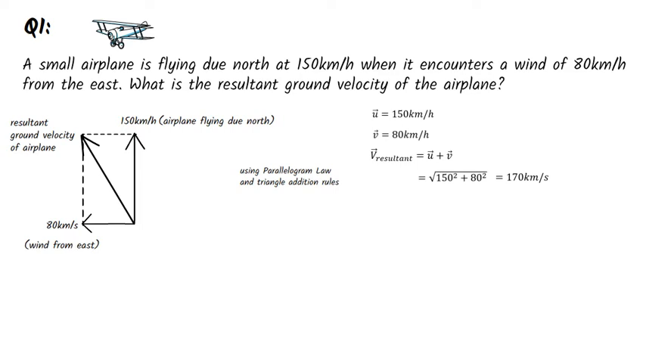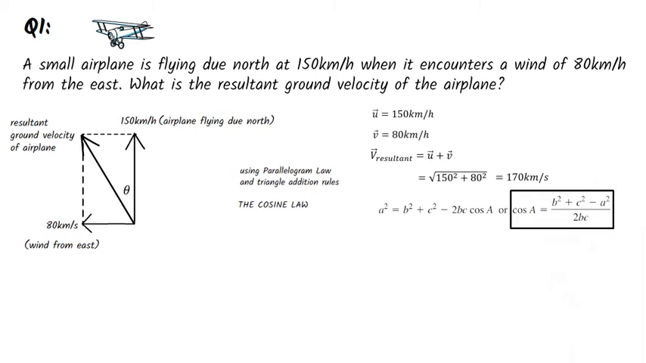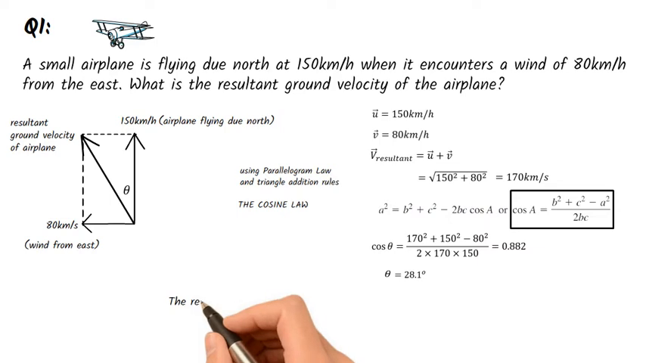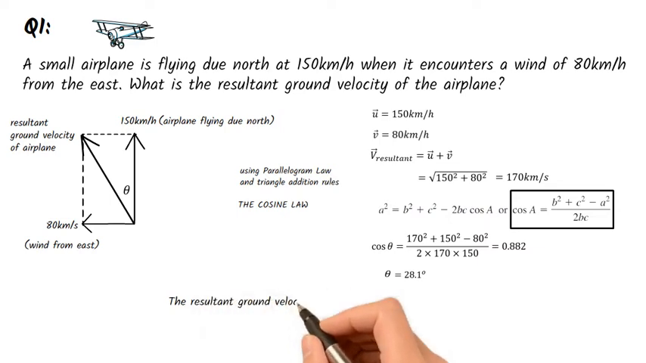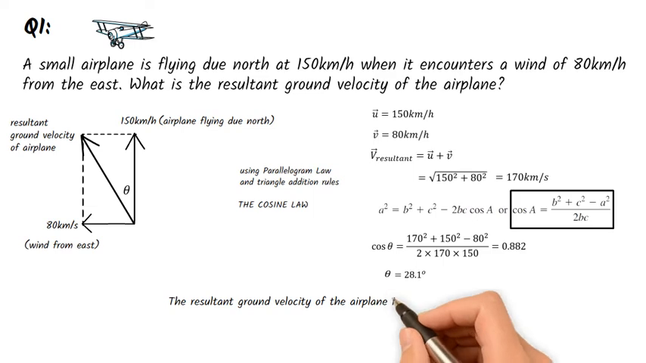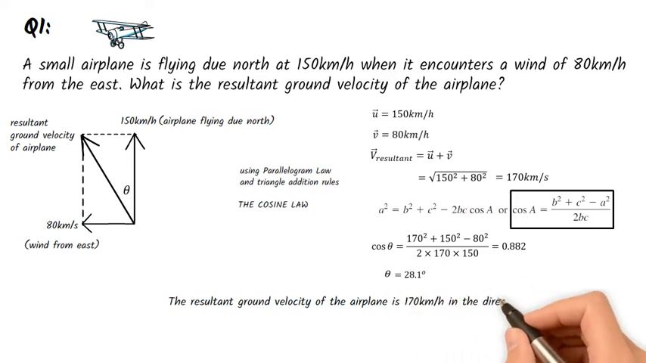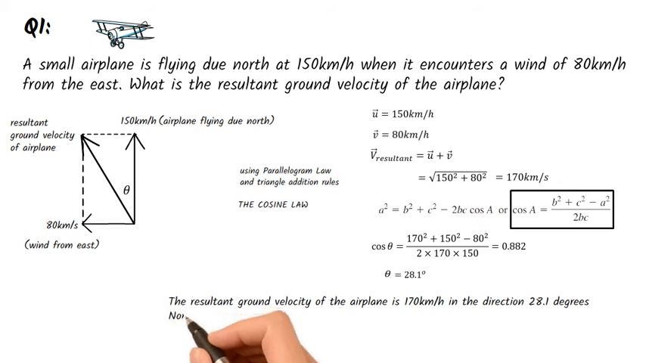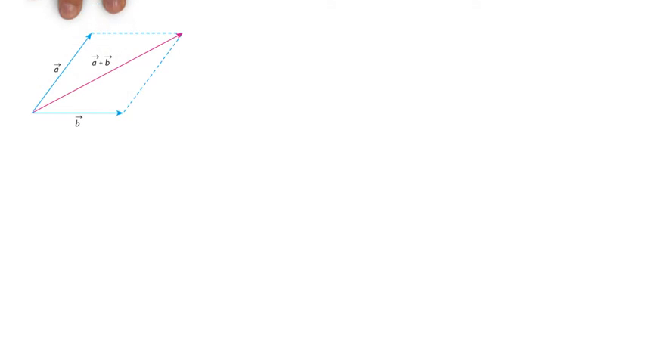To represent a vector, we will need the magnitude and direction. To calculate the angle theta, we will apply the cosine law. Now we have theta equals 28.1 degrees. Then we say the resultant ground velocity of the airplane is 170 km per hour in the direction of 28.1 degrees northwest.